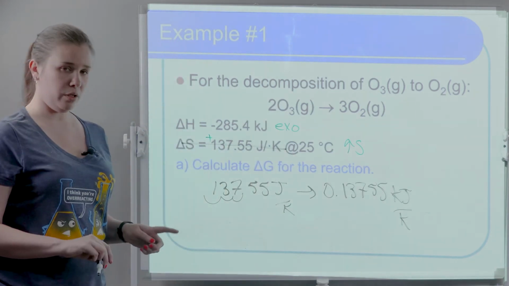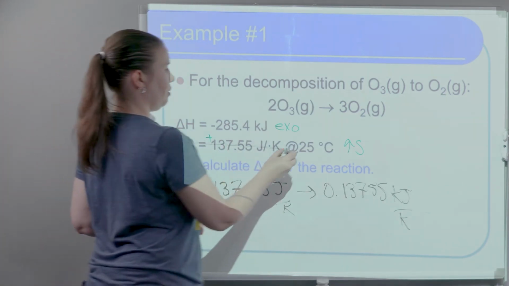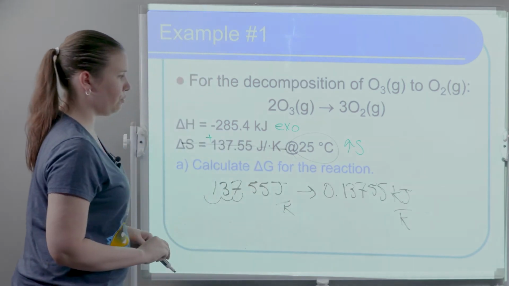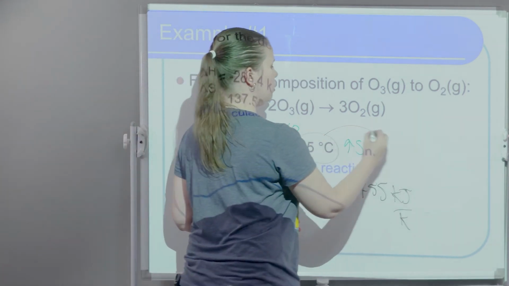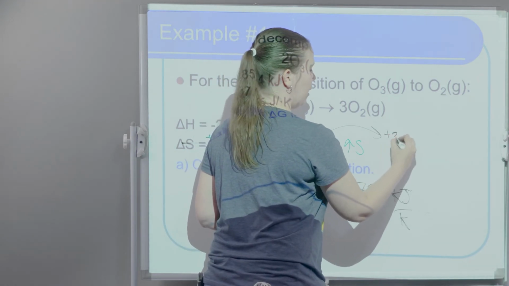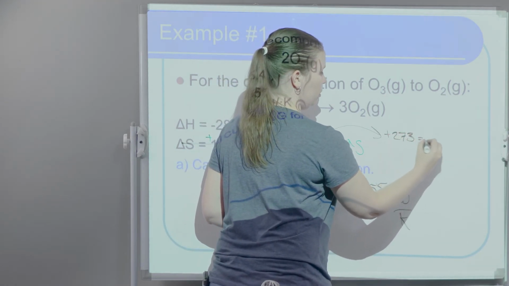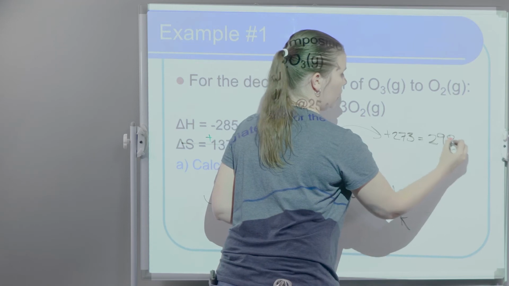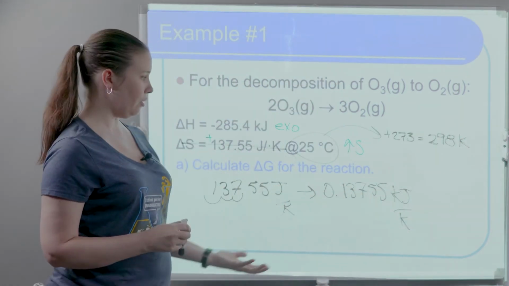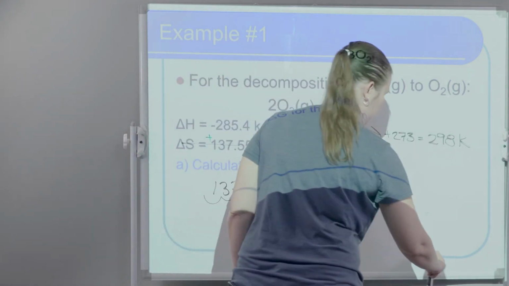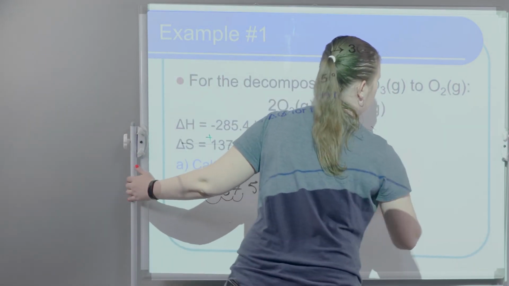The other thing that I want to convert is the temperature. Now it gives that we're at standard temperature of 25 degrees Celsius, but we don't want to use degrees Celsius. We want to convert this to Kelvin by adding 273. So that would be 298 Kelvin for the standard temperature in Kelvin. Once I handle the unit conversions, now I can plug them into the formula.